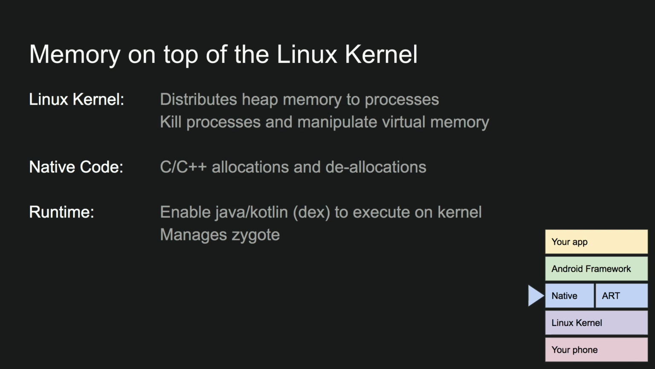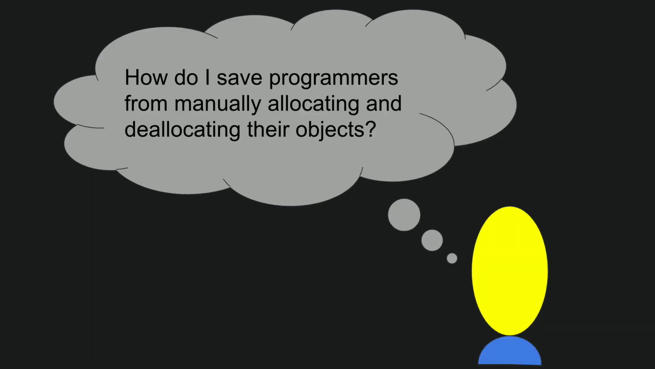And the runtime also allows us to start processes and share some memory across processes by providing a zygote, which spins up a new virtual machine every time we want to start an app or a service. So let's talk a little bit about how the Android runtime has decided to save programmers from the huge job of actually manually allocating and deallocating their objects.